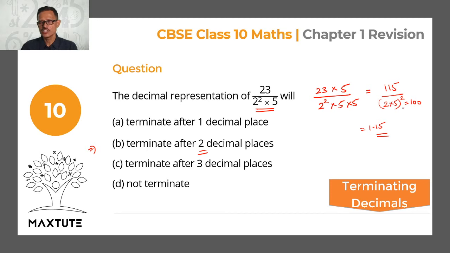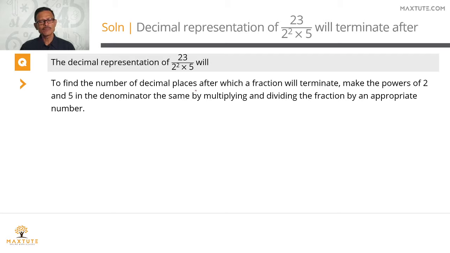The idea is to make the denominator a power of 10. How do we make it? You can make it only when the powers of 2 and 5 are the same. Quickly run through this in a printed form. To find the number of decimal places after which a fraction will terminate, first and foremost, you need to ensure that the denominator comprises only 2's and 5's. Otherwise, it's not going to be terminating.